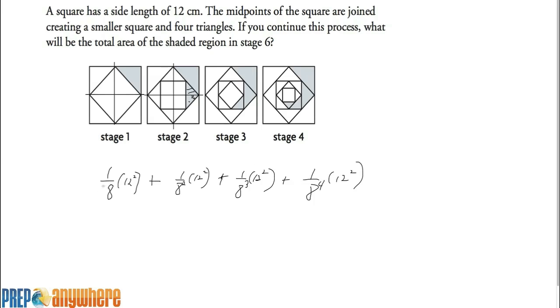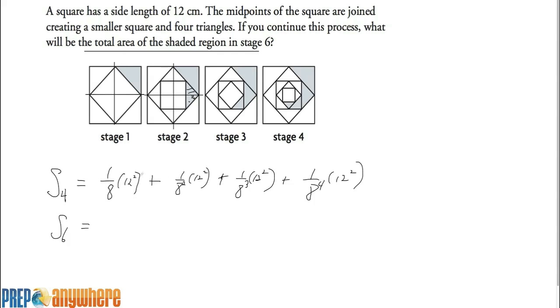Okay, so this is stage 4. So I'm going to say stage 4, if you are to add up all the way up to stage 4, the answer will be this. If you continue this process, what will be the total area of the shaded region in stage 6? So stage 6 will be 1/8.